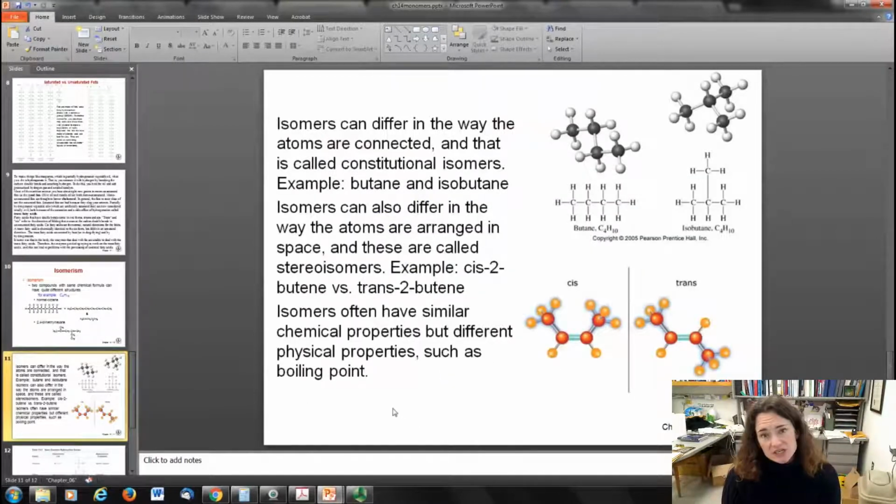Specifically, isomers can differ in the way that the atoms are connected. That's called constitutional isomers. For example, here you have butane and isobutane. But isomers can also differ in the way the atoms are arranged in space, and those are called stereoisomers. Specifically, you have cis versus trans isomers. Cis, the side chains are on the same side of the molecule, and trans, they're across from one another. Oftentimes, isomers have similar chemical properties, but different physical properties, like the boiling point.